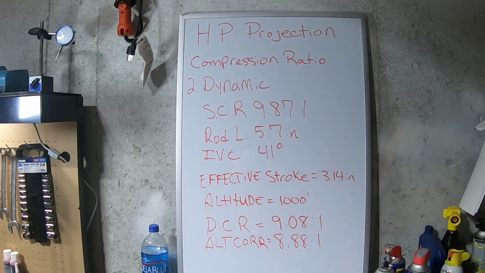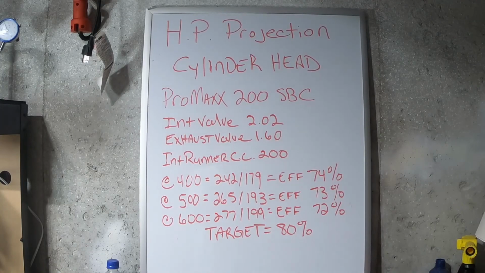So that is the dynamic compression ratio as calculated with the components that I'm going to be using. So I know that my static is 9.87 to 1, and I'm going to go with a dynamic compression ratio of 9.08 to 1. So now we'll go to the next factor in the horsepower projection, which is the cylinder head performance. Well, let's talk about cylinder heads now.